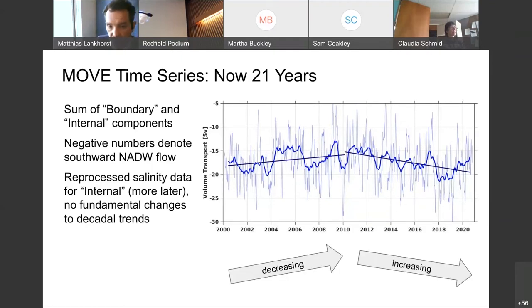We are interested in long-term changes, decadal trends, that sort of thing. Here are the decadal trends, just fitting a straight line to the first and the last 10 years of the record. In the first part, it's decreasing, and in the second part, it's increasing again. And yes, I said that right. Remember, it's plotted with negative numbers here.